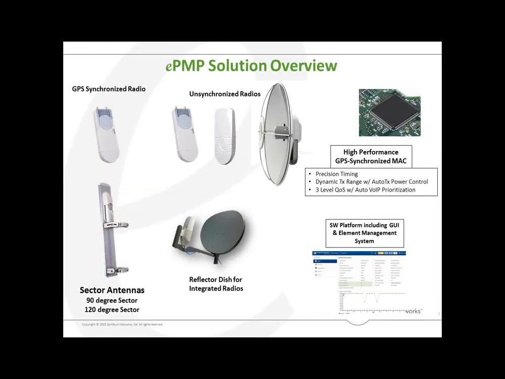Brief overview of the solution. The ePMP is a set of radios in both the 5 gigahertz and the 2.4 gigahertz bands. We have a GPS synchronized radio, which acts as the access point in a GPS synchronized point-to-multipoint solution. And then we have several unsynchronized radios, which can either be clients to an access point or can be point-to-point radios. And then we have a set of sector antennas as well as a reflector dish antenna to increase the gain of the solutions. So the hardware is based on a Wi-Fi chipset, but the solution is not Wi-Fi.